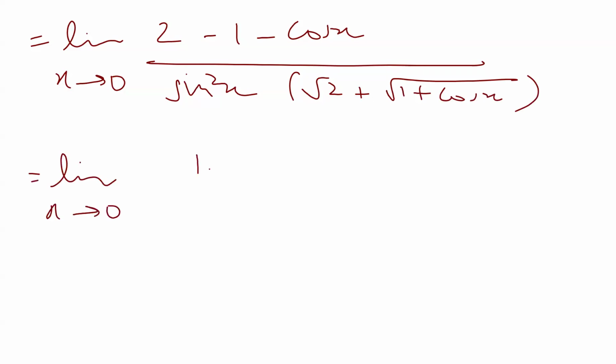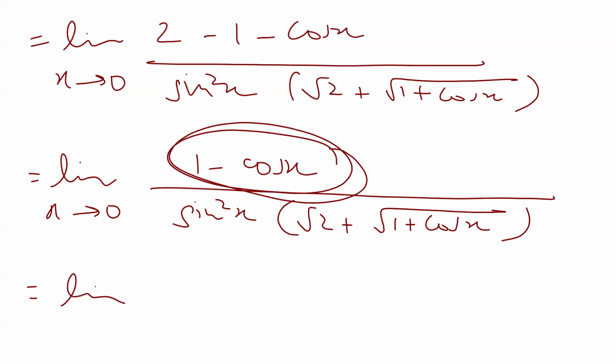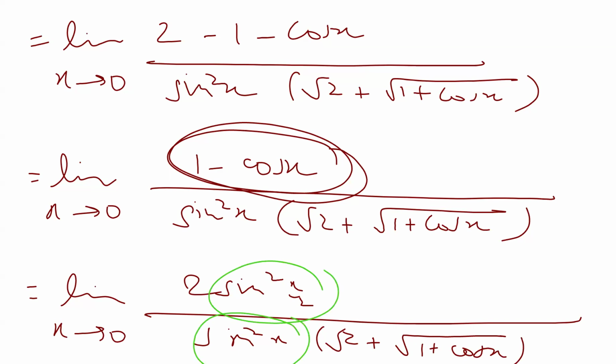Limit x approaching 0, (1 minus cos x) upon sin square x (root of 1 plus cos x). Now again, like the previous problem, I'll just make this half angle: 2 sin square x by 2 upon sin square x (root 2 plus root of 1 plus cos x). Now see, in the previous problem, the numerator had a square, but the denominator did not have a square. Here we are having a square for both.